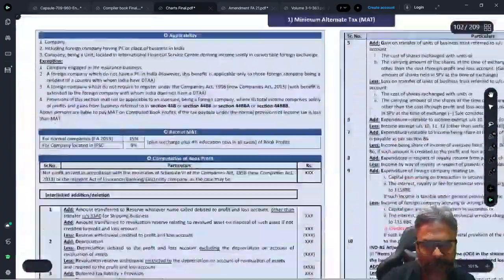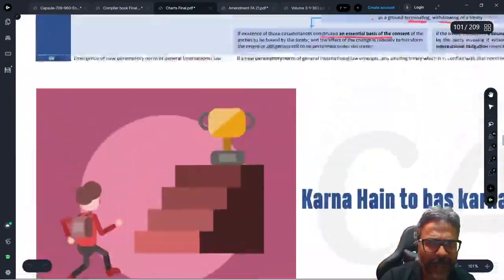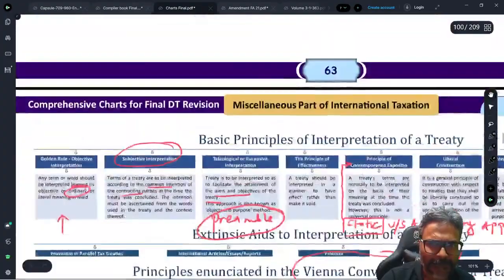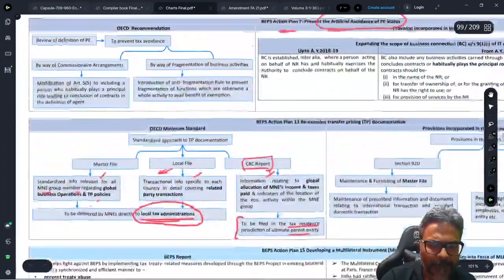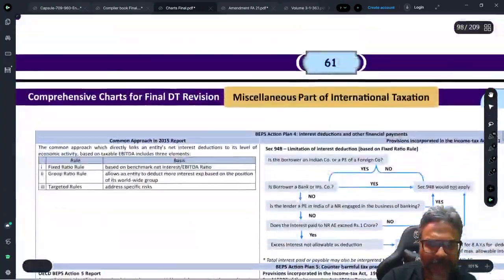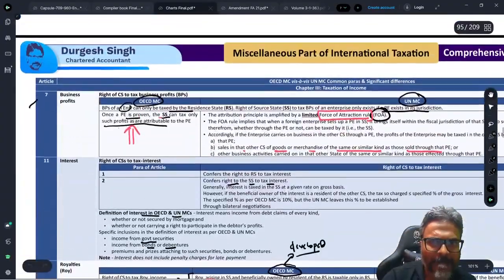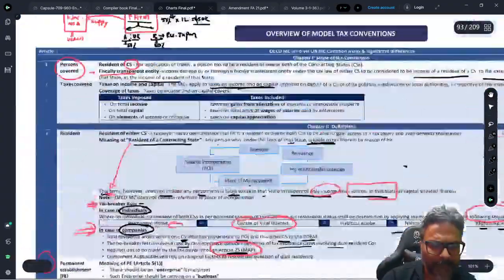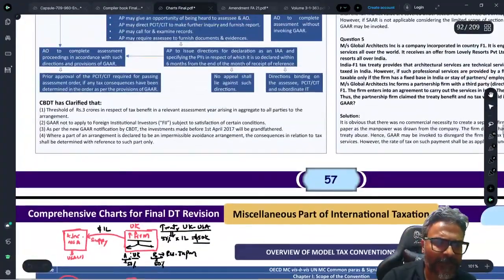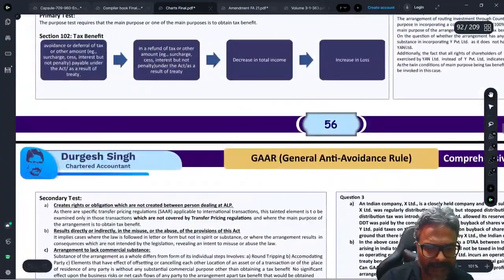So first and foremost, students, would be the assessment procedure. Let's start on this one. Students, this is the 11th session which we are doing on the chart revision. I have already completed the last lecture, which was TDS and TCS.